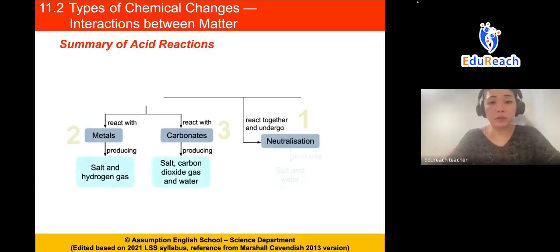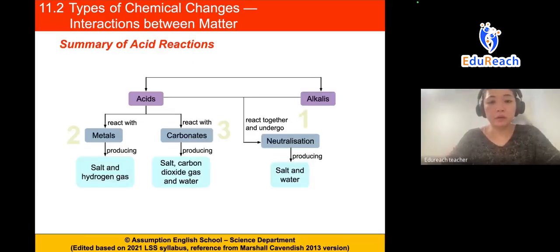Okay, so as a summary, here we learn about acids and alkalis. They can react with metals, they can react with carbonates, or acids and alkalis can react together to undergo neutralization reaction. If you have acid and metal, what will we get? Salt and hydrogen gas. If you have acid and carbonate, we will get salt, carbon dioxide gas, and water. If we have acid and alkali reacting together, we will get salt and water.